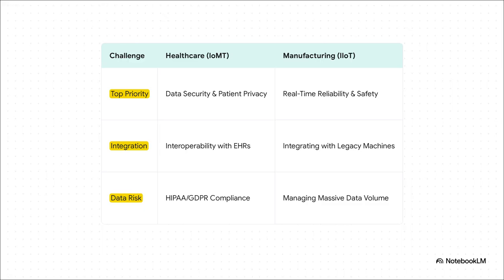In healthcare, or the Internet of Medical Things, the absolute top priority is patient data privacy and security. That means dealing with strict rules like HIPAA and GDPR. In manufacturing, the industrial IoT, the main focus is on rock-solid reliability and figuring out how to connect to old machines that were never meant to be online.